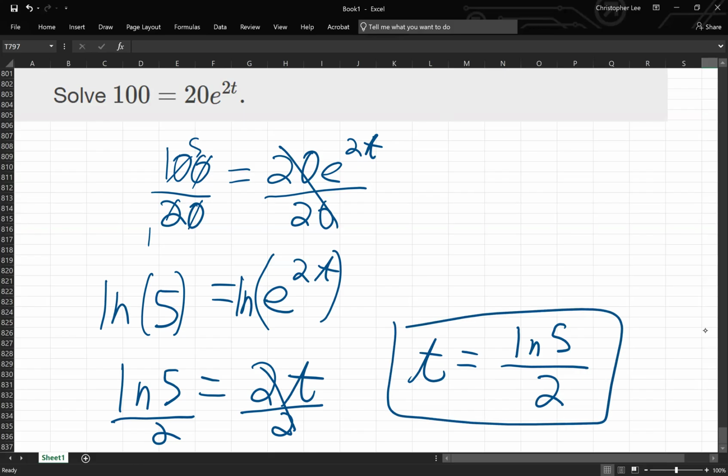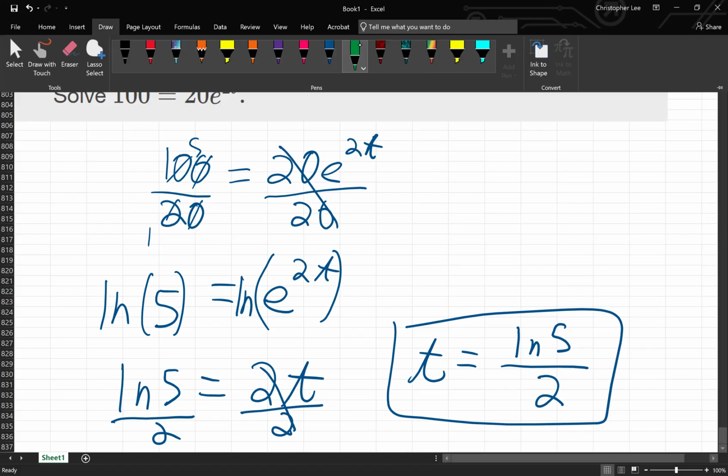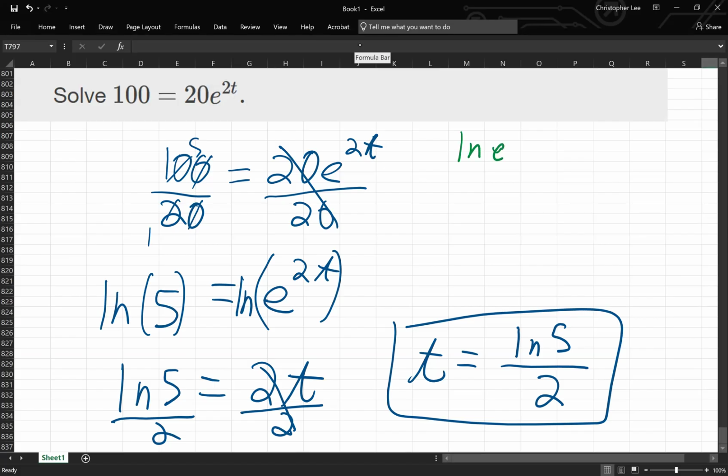All right. Questions on this? Good. If you want to see why the e disappears, hold on. Let me do another color so it can pop. So ln e means log base e of e, right? Essentially, what am I asking? e raised to some power is equal to e to the 1 power. So x equals 1. That's why it disappears.